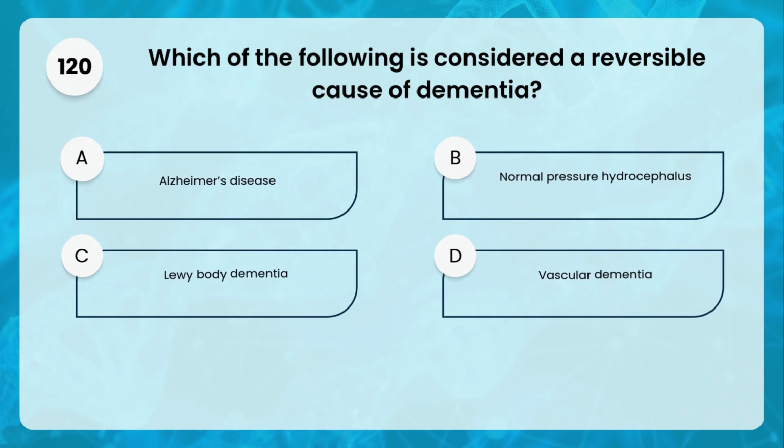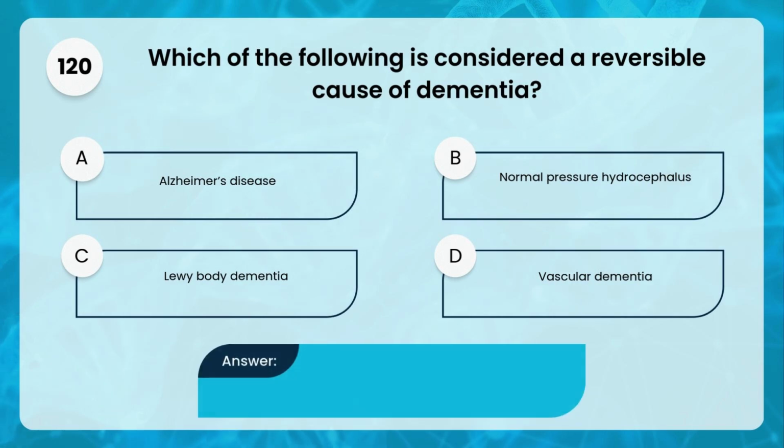120. Which of the following is considered a reversible cause of dementia? A. Alzheimer's disease. B. Normal pressure hydrocephalus. C. Lewy body dementia. D. Vascular dementia. The answer is B. Normal pressure hydrocephalus.